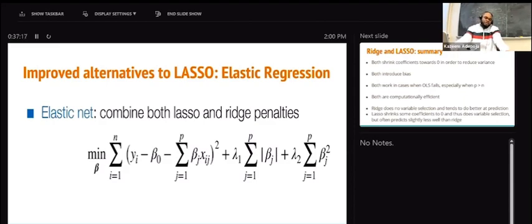We can actually have another model, an alternative, that combines both lasso and ridge. Because of that, we're going to have two tuning parameters: lambda 1 for the lasso, and lambda 2 for ridge. When we have this, we call it elastic net.